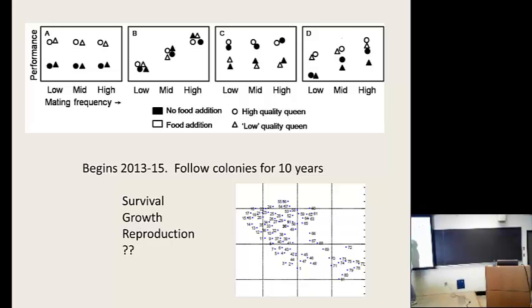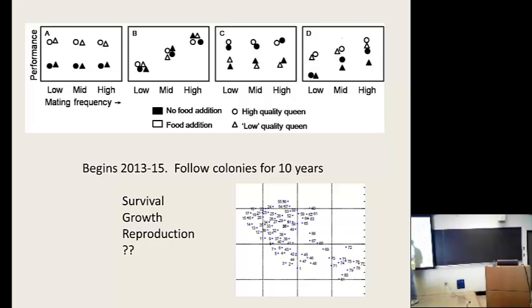Okay. We might find, I don't know what this is, a food addition effect, or a mating frequency effect, or a queen quality effect, or... what is this? This is like a food addition effect, queen quality. No, we have a mating frequency effect, and we have like a quality by mating frequency by food addition effect, or something weird. Okay. This is an experiment that takes a long time to undertake.